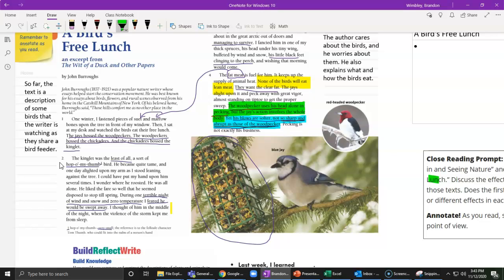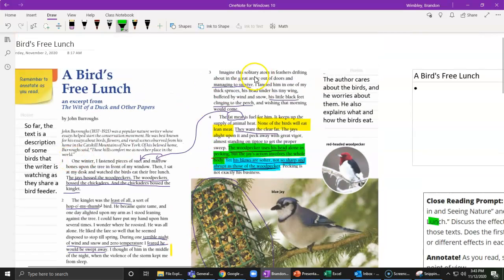During one terrible night of wind and snow and 0 temperature, I feared he would be swept away. I thought of him in the middle of the night, and the violence of the storm kept me from sleep. Imagine the solitary atom of feathers drifting about in the great advice of the outdoors and managing to survive. I fancied him in one of my thick spruces, his head under his tiny wing, buffeted by wind and snow, his tiny black feet clinging to the perch, wishing that morning would come.